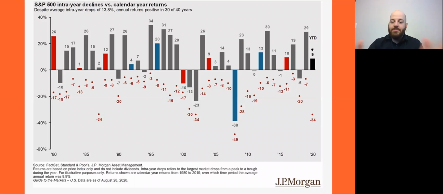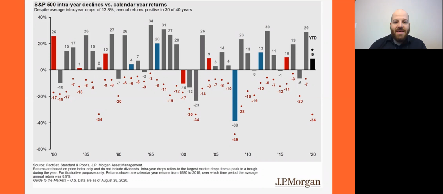Finally, and I'm sure you've seen this chart before if you've logged on to one of our calls, this is one of my favorites. I always come back to it. What we're looking at here is the year-end performance of the S&P 500, the 500 largest stocks in the stock market, represented by the bars on this graph. So that's where it ended the year. And the intra-year declines in the market are represented by the red dots.